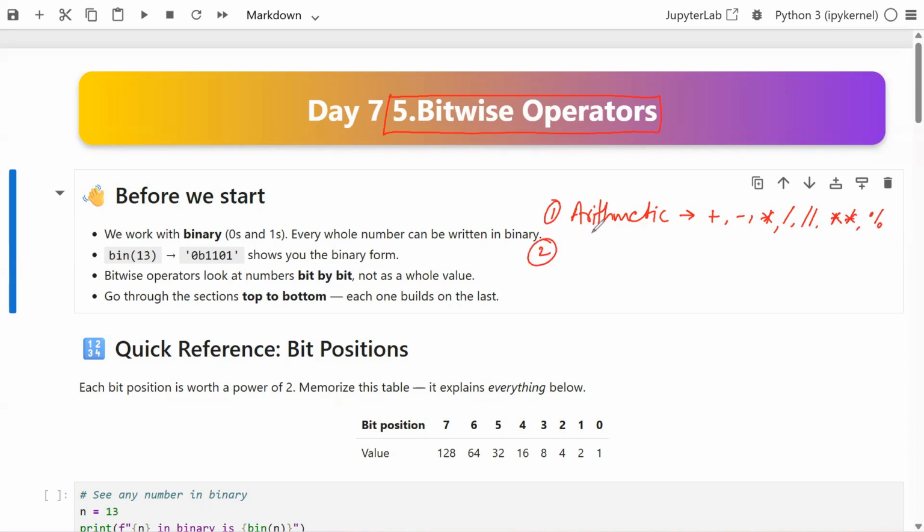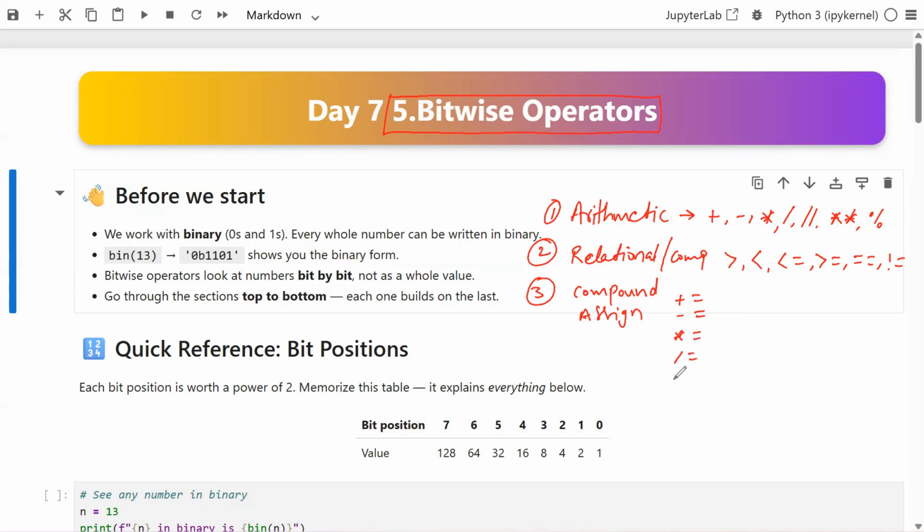Second one, we discussed relational or comparison operators: greater than, less than, less than or equal to, greater than or equal to, not equal. Third, compound assignment operators: plus equal to, minus equal to, star equal to, slash equal to, double slash equal to, and all. Fourth, we discussed logical and, logical or and logical not. So today we are going to see the fifth, bitwise operators.